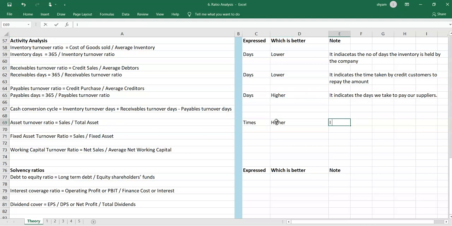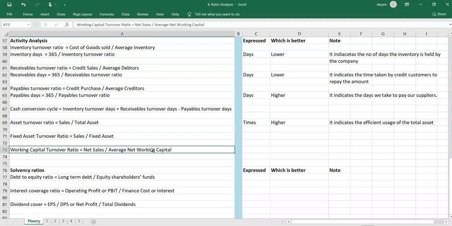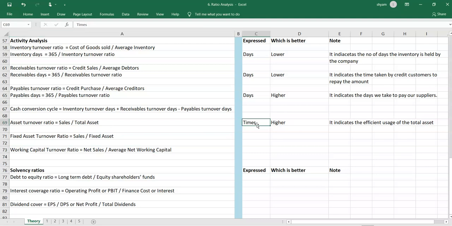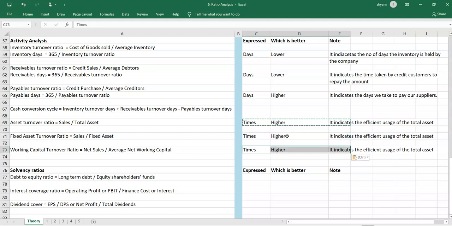Okay, so it indicates the efficient usage of the total asset, right? So the same concept works with fixed asset also. How well the company is using the fixed asset, without taking the current asset, how well it is using it. And the last one is in terms of the working capital, how efficiently they are using the working capital.